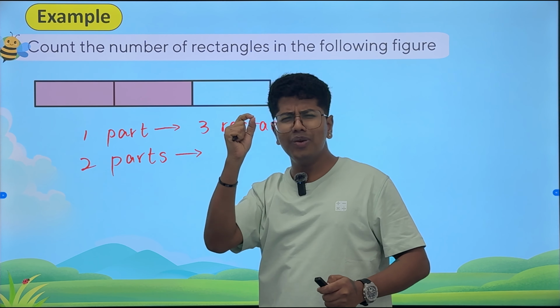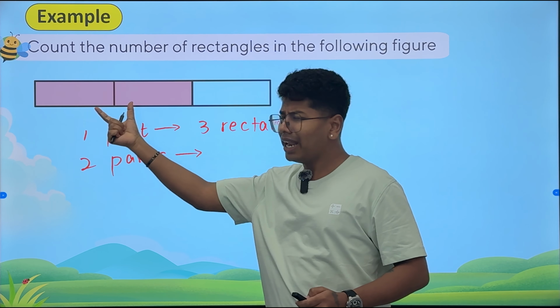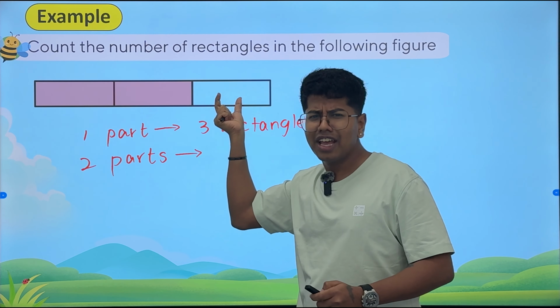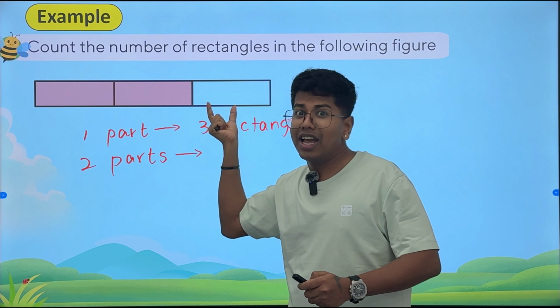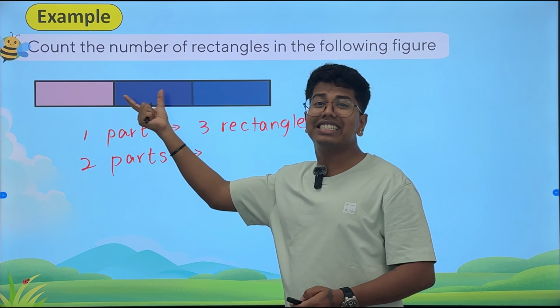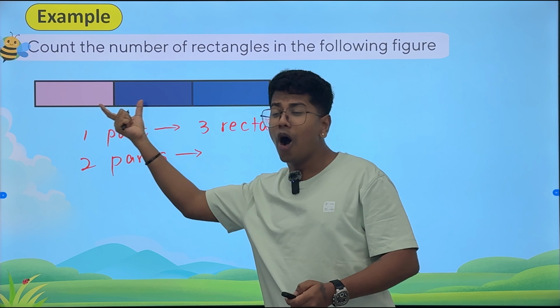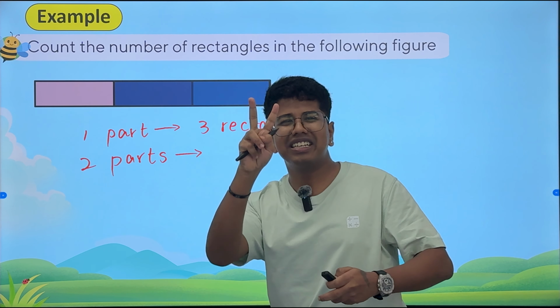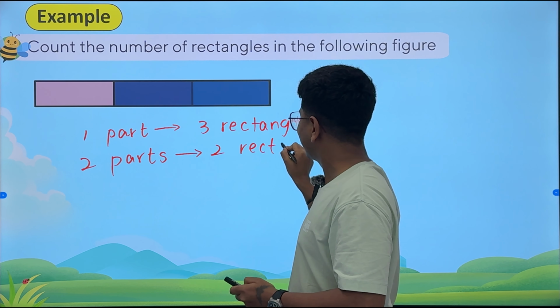Is this only 1 rectangle when I combine 2 parts? Oh, this is 1 and there is 1 rectangle that is left. Can I combine this rectangle with any other rectangle to get a bigger rectangle? Yes, perfect. This is 1 and this is the second rectangle. So when I'm counting 2 parts, how many rectangles are there? Perfect, just 2 rectangles. So here, this is 2 rectangles.